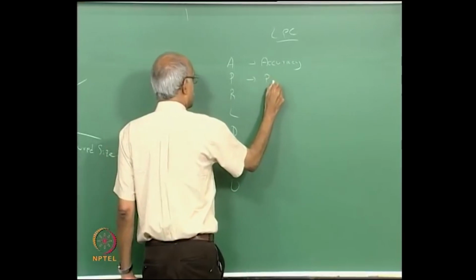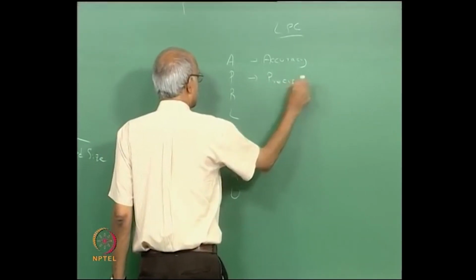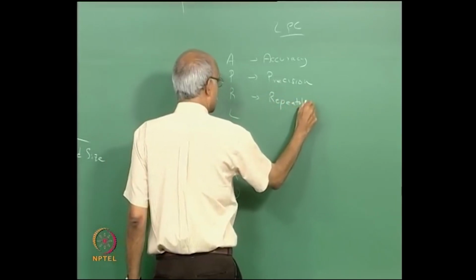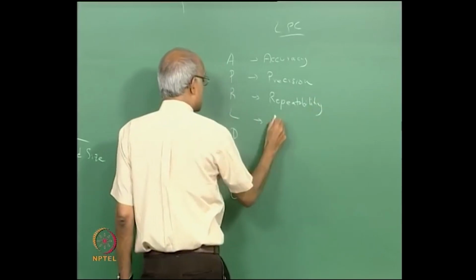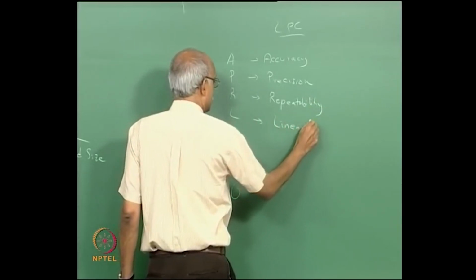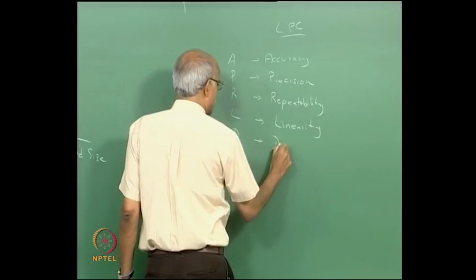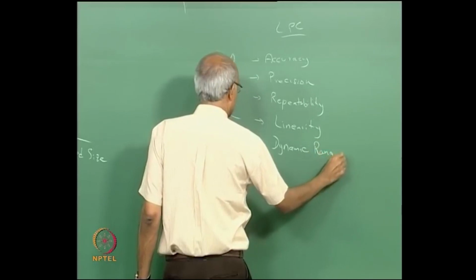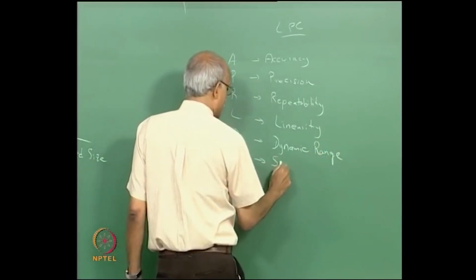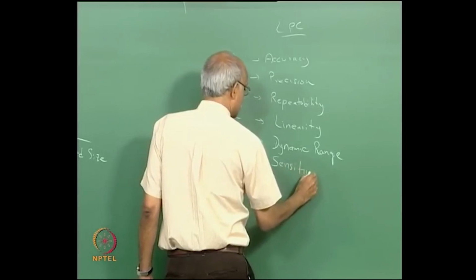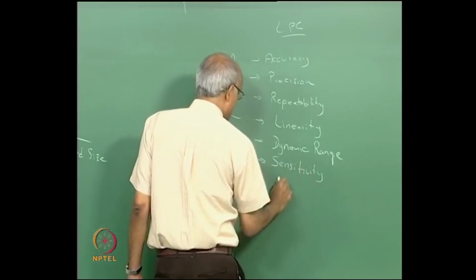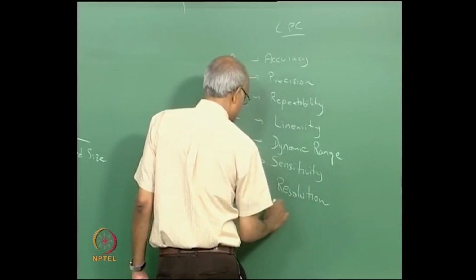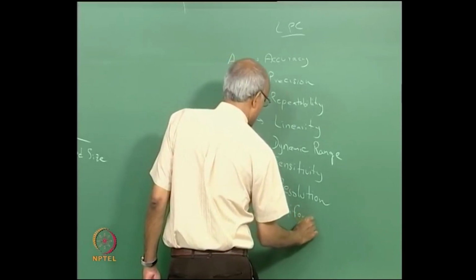P stands for precision, R stands for repeatability, L stands for linearity, D stands for dynamic range, S stands for sensitivity, R stands for resolution, and U stands for uniformity.